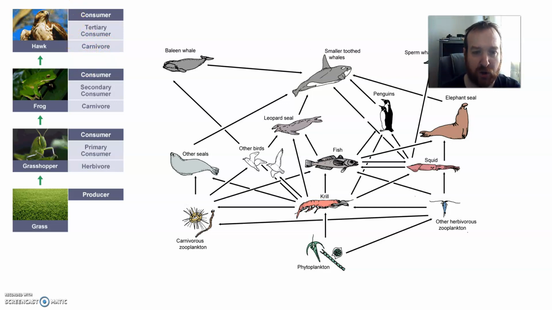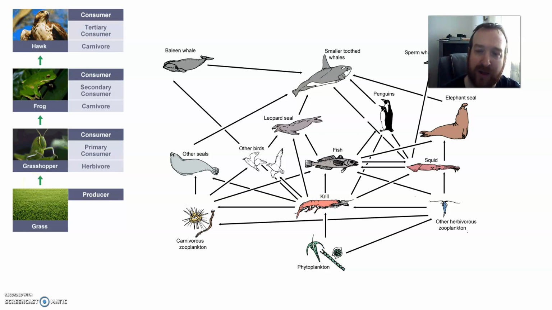Okay, one of the things that students will really, really often get wrong whenever they look at food chains is they get the arrows the wrong way. A lot of the time, they'll draw arrows down. They'll draw an arrow from a grasshopper to grass. That's wrong.